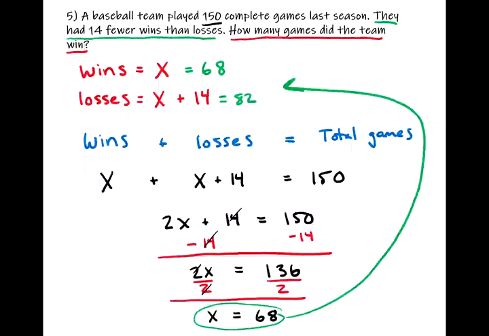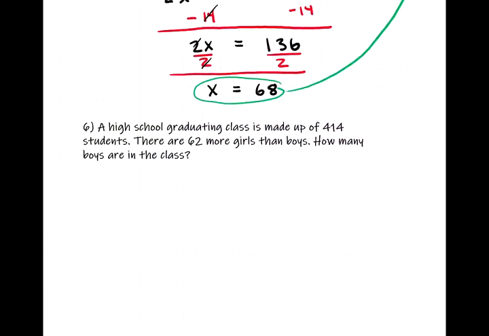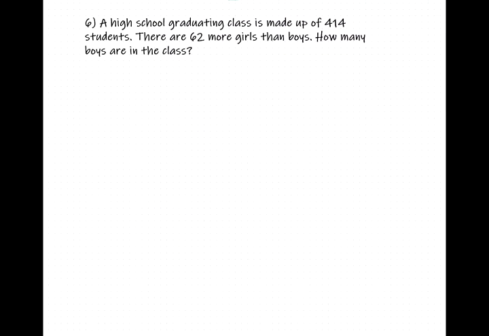All right, one more to go in this video. So let's look at number 6. A high school graduating class is made up of 414 students. There are 62 more girls than boys. How many boys are in the class?